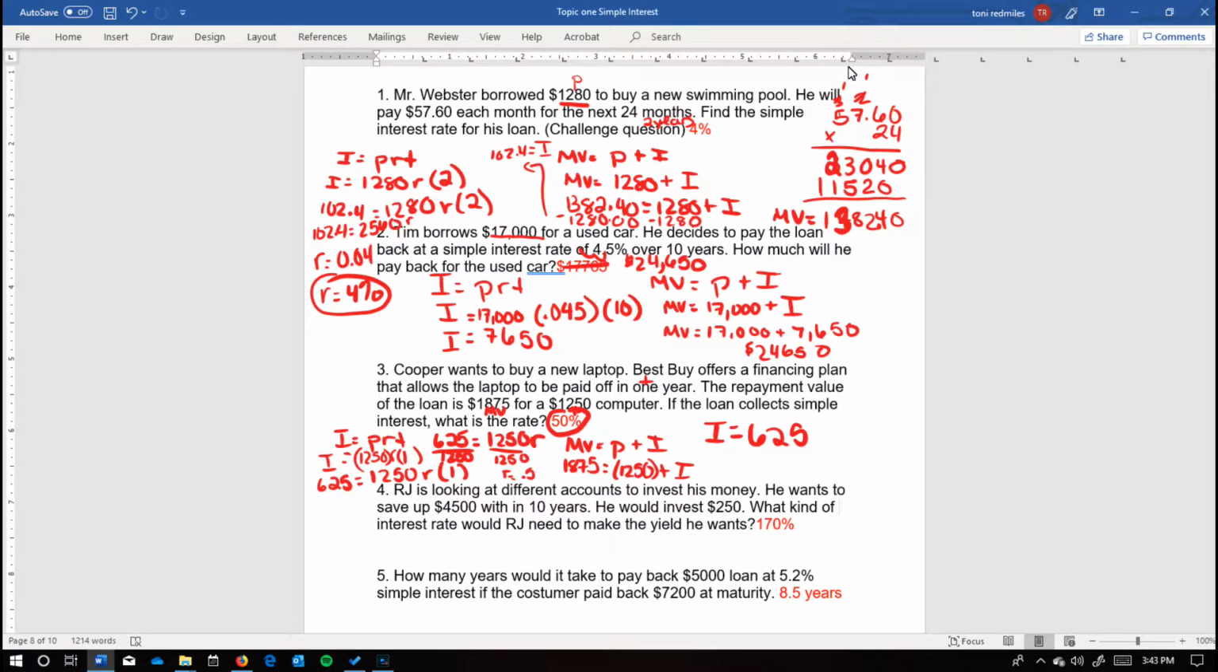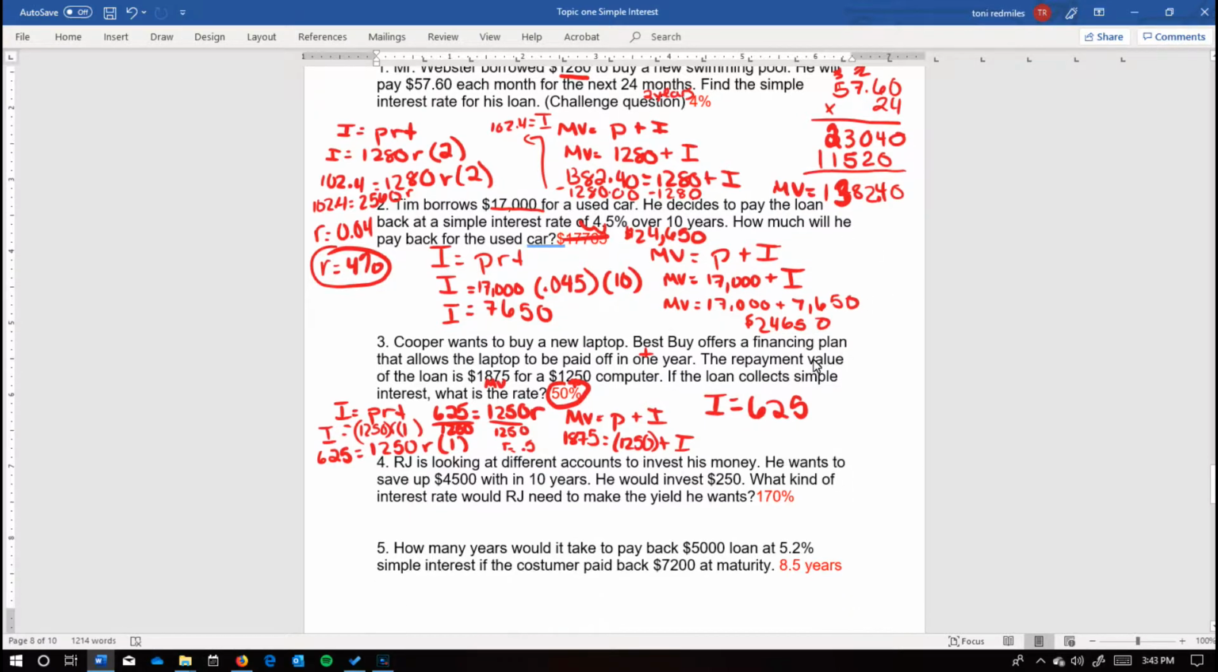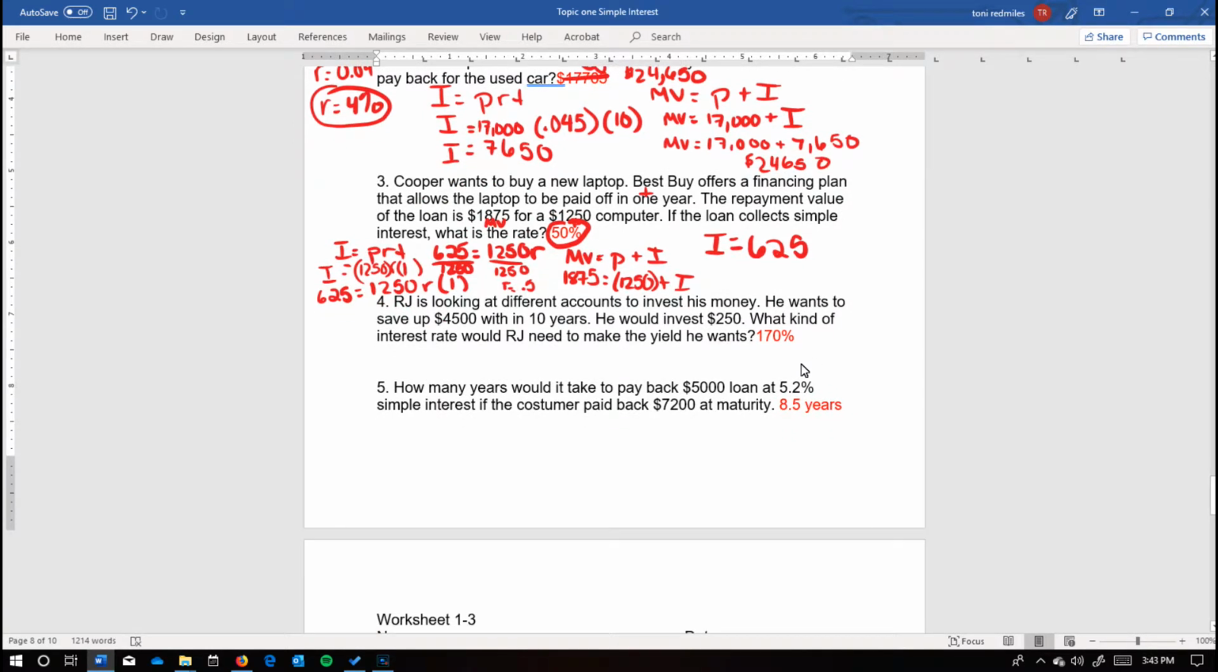So you really got to watch the store loan deals. Look at the requirements and everything. It might not be 50%, but some of them are 30% even, and that's a lot.